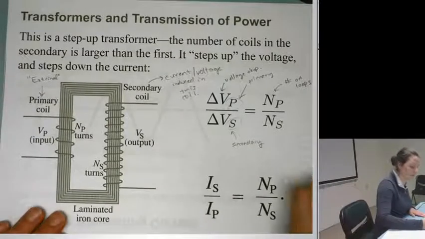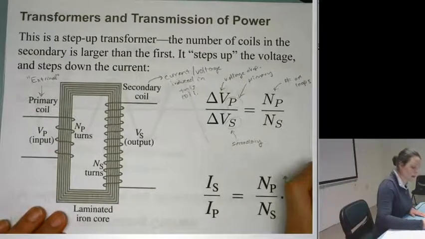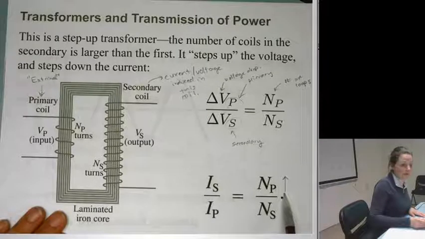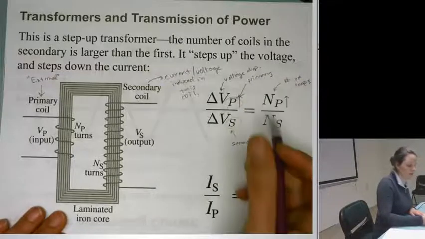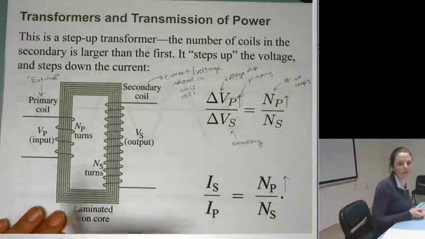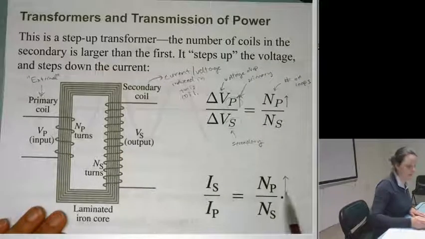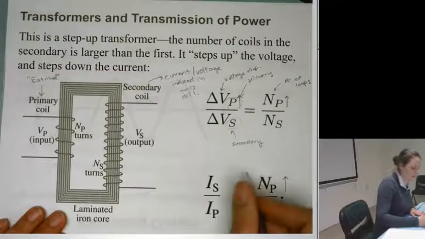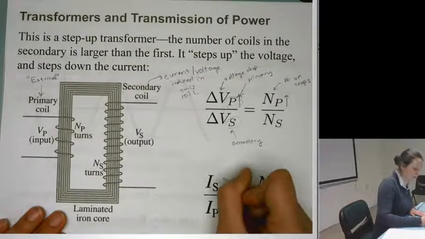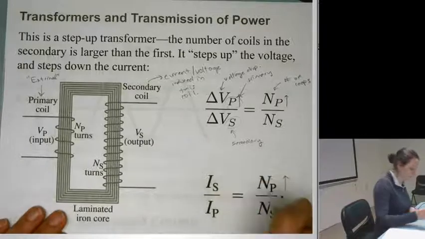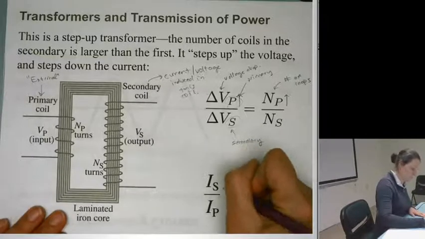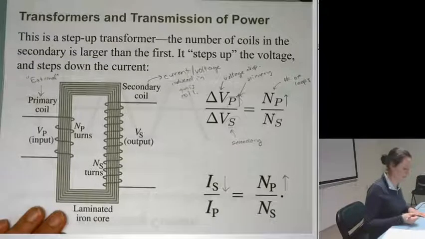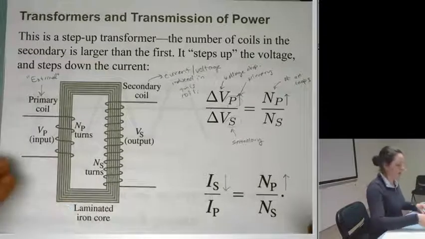So if the number of loops in the primary coil gets bigger, then the voltage in the primary coil gets bigger too, because these both are in the numerator. But if the number of loops in the primary coil gets bigger, then the number of loops in the secondary coil gets smaller. It goes that way. Okay, let's do an example.